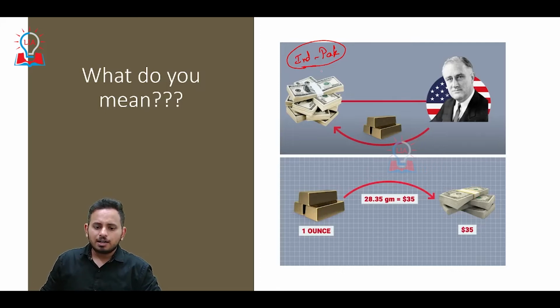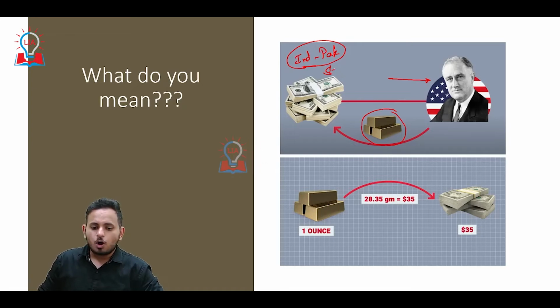And here India demands dollars from Pakistan. And what will India do with the dollars? India started selling dollars to USA. In return, India was getting gold. This was the mechanism that the US started post the Bretton Woods institution.